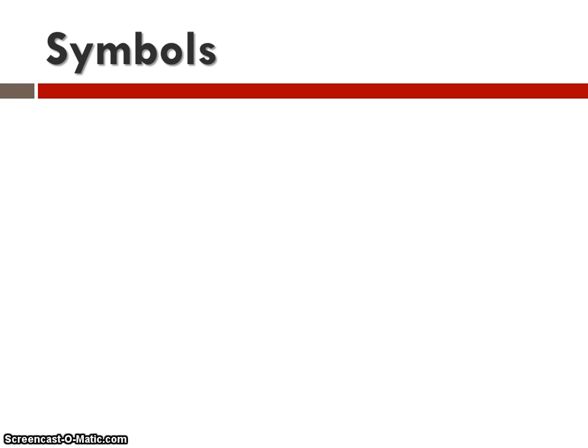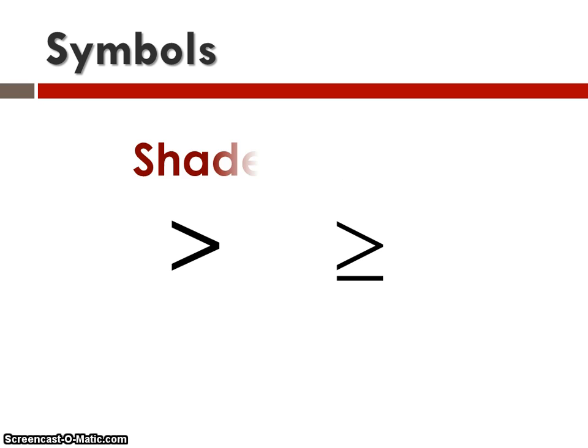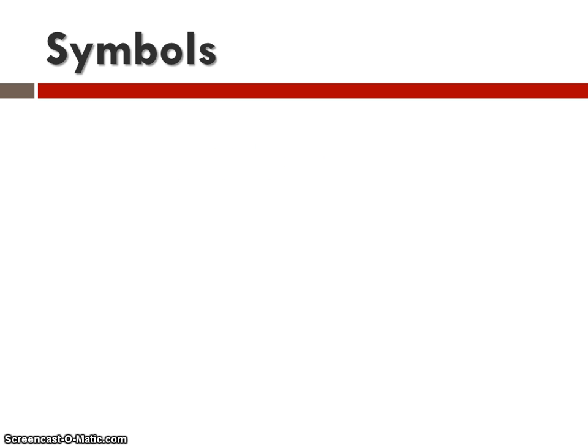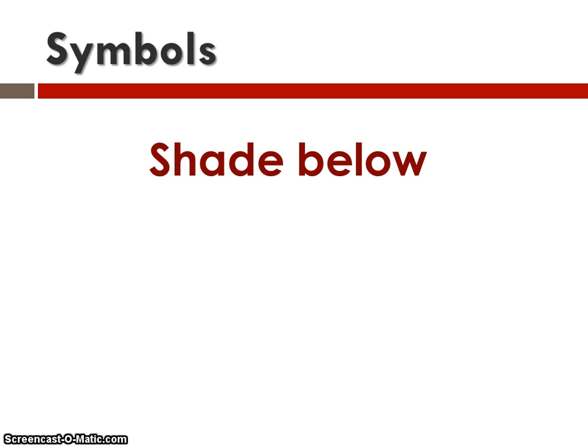The symbols that we need to make sure that we know, that we've discussed before. Anything that is greater than, you're going to shade above. So if it's greater than or equal to, you're going to shade above the line. And then you're going to shade below the line anytime you have a less than sign, less than or equal to.